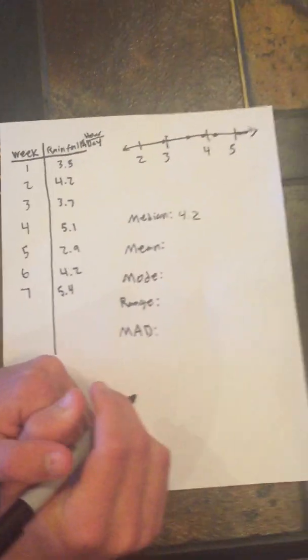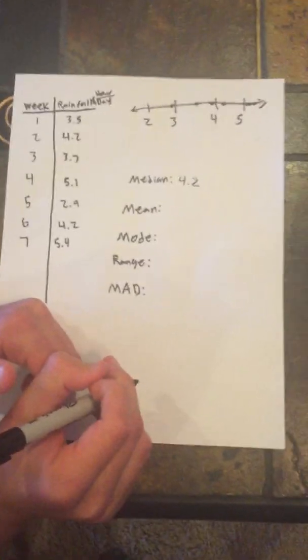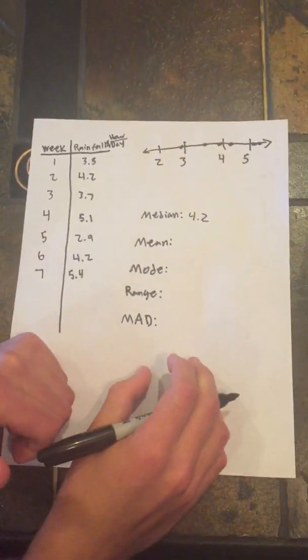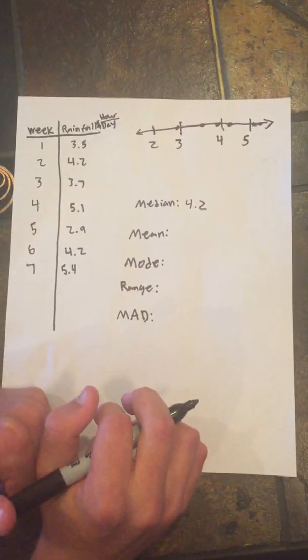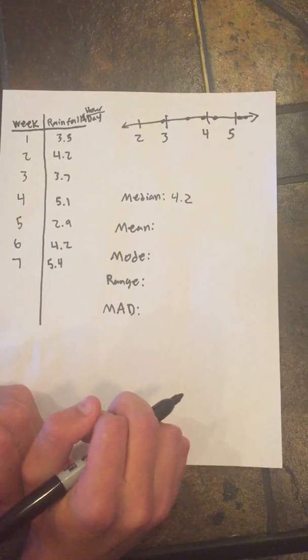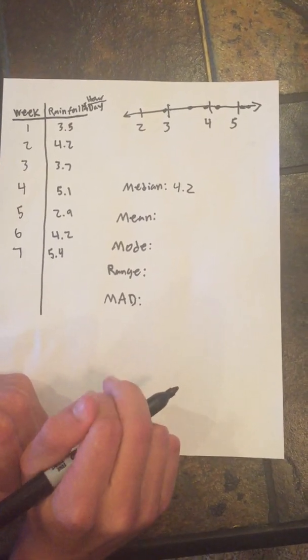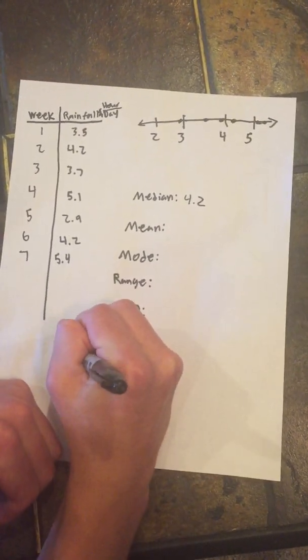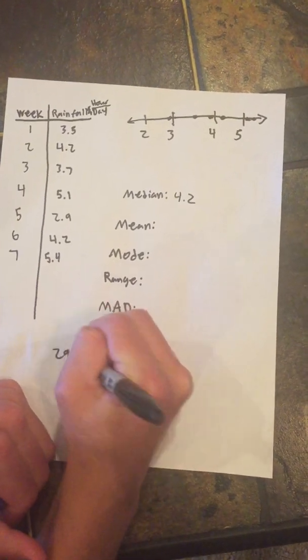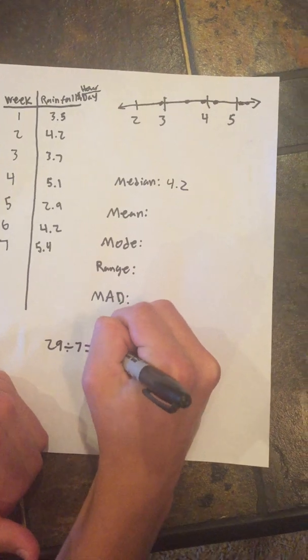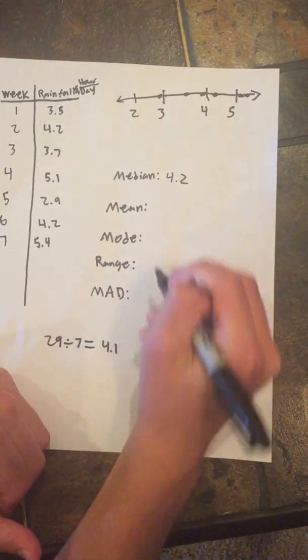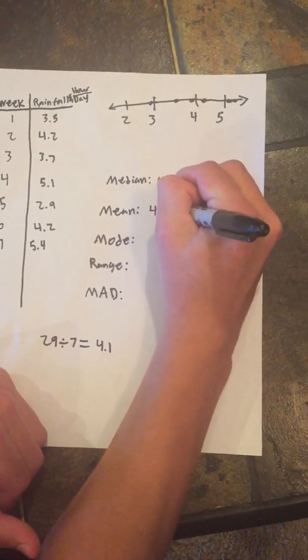Now we're going to solve for the mean, which another word for that is average height. Just like the last video, we have to add all of these numbers up and divide by how many numbers there are. Whenever I add all of them up, I got 29. And there are, of course, 7 numbers. So 29 divided by 7, I got about 4.1. So that'll be the mean.